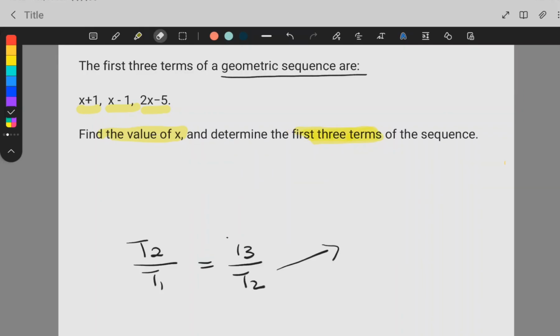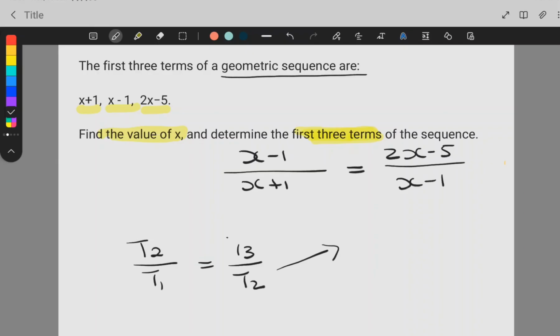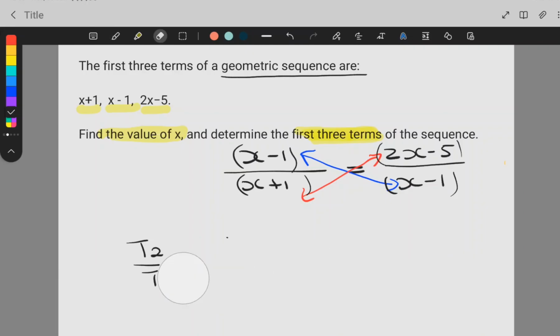So T2 is x minus 1. T1 is x plus 1. That is exactly the same as T3, 2x minus 5, over x minus 1. And now I'm going to cross multiply. So it's this times that, and it is this times that. But remember, grade 12, put this in brackets for me. When you multiply, you're multiplying brackets, and then we can remove the brackets, just so our algebra is right.